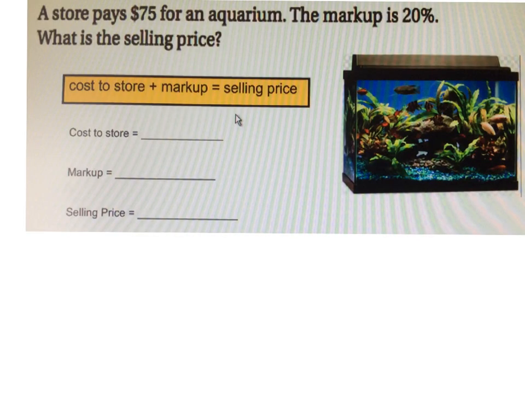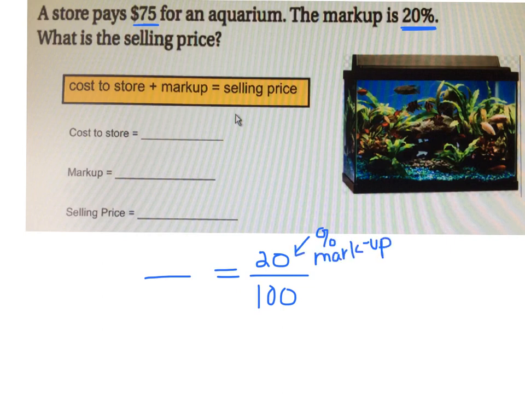Okay, let's try another one with a proportion. A store pays $75 for an aquarium, and they're going to mark it up 70%. I want to know what they are going to sell it for. I'm going to come down here and set up a proportion. First thing, I know that they're marking it up 20%. So I'll put 20 over 100. Again, I like to remember that this is the percent of markup. Across from that is X. That's how much money it's going to get marked up. And the original price the store paid is $75.